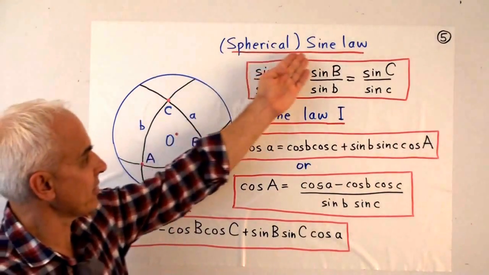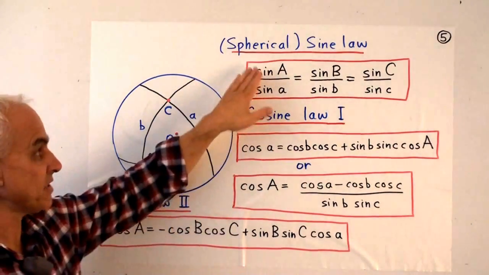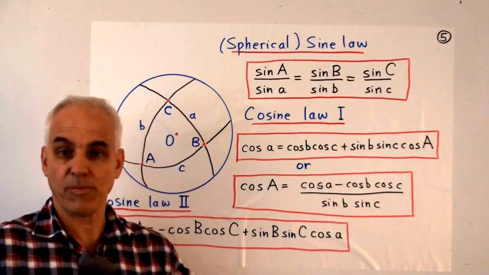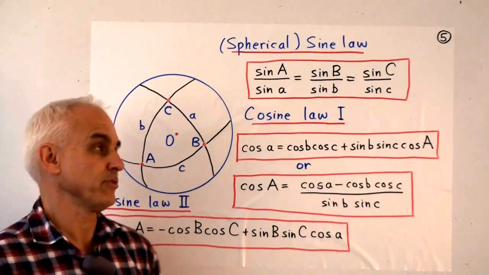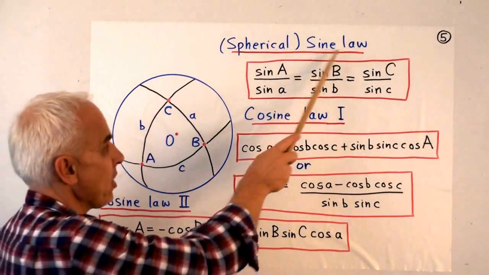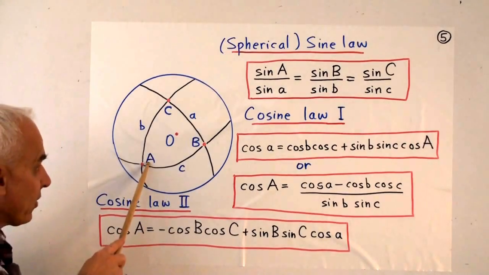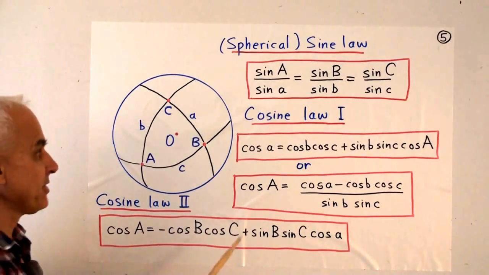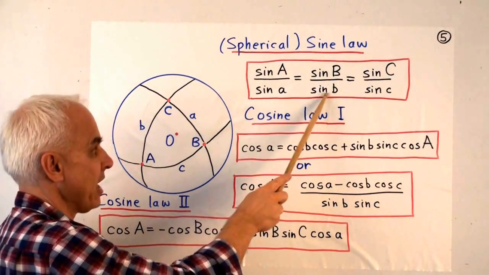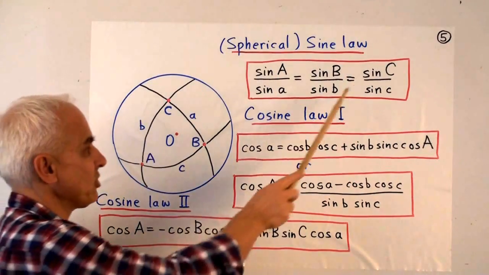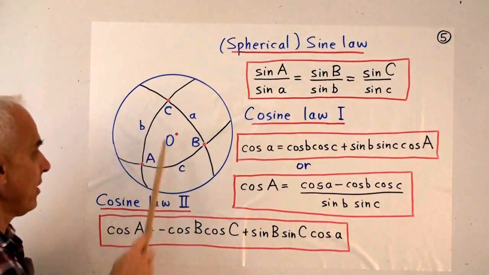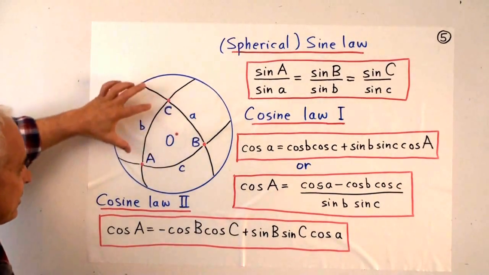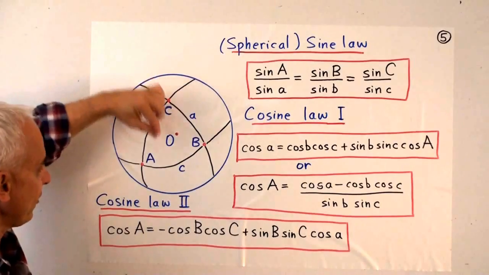And our first law is the spherical sine law. So all of these laws should probably have spherical in front of them because they're related to but different from the classical planar laws of planar trigonometry. The first one, the sine law. The sine of the angle capital A divided by the sine of the distance little a equals the ratio of sine of capital B to sine of little b equals the ratio of sine of capital C to sine of little c. So the sine of this divided by the sine of that equals the sine of this divided by the sine of that equals the sine of this divided by the sine of that.